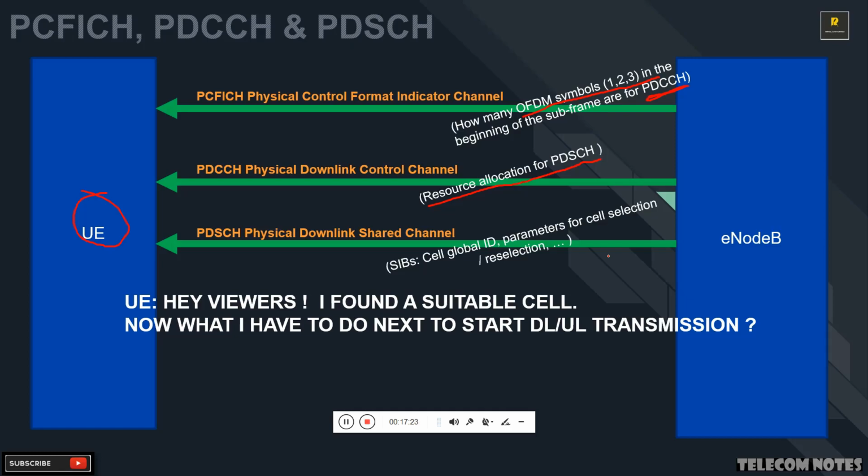UE: Hey viewers, I found a suitable cell now. So it has been searching for cell selection and reselection, and it found a suitable cell. Now what do I have to do next to start DL/UL transmission? So what it has to do is go for the initial attach procedure now.